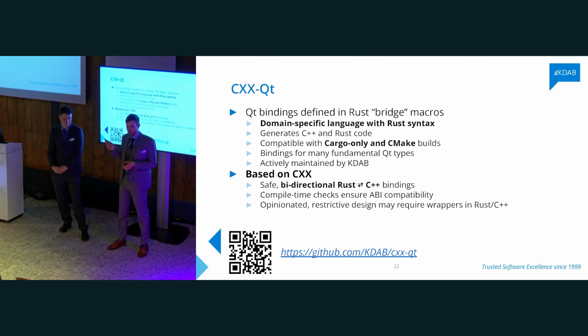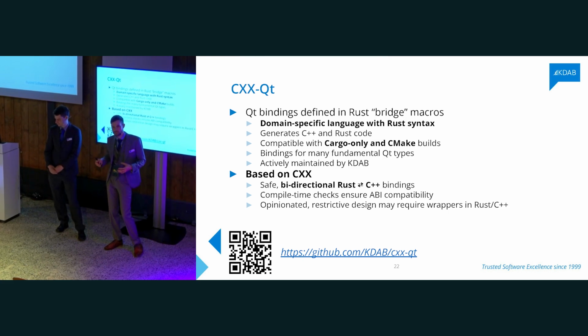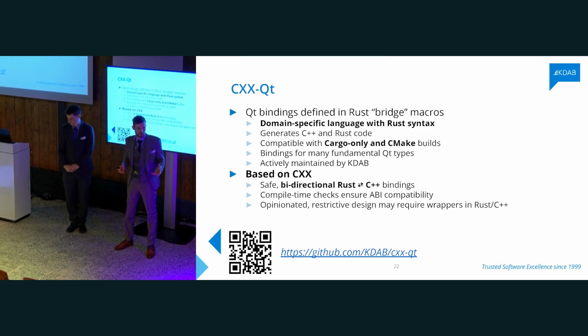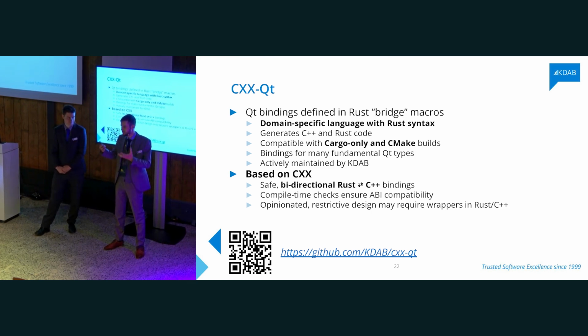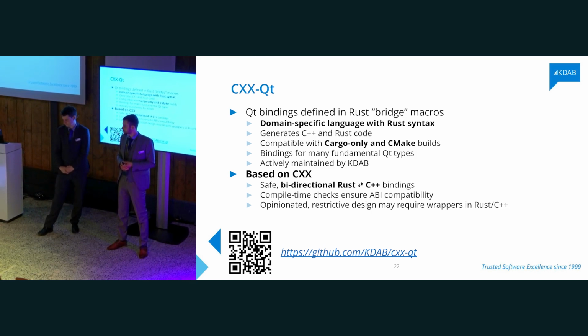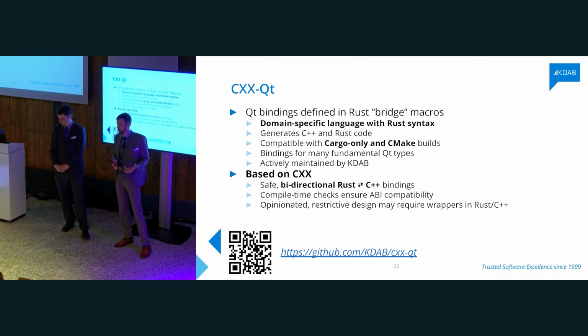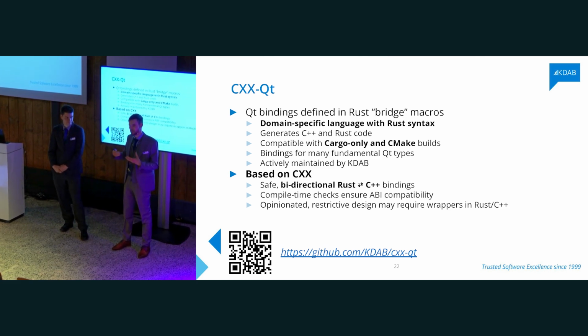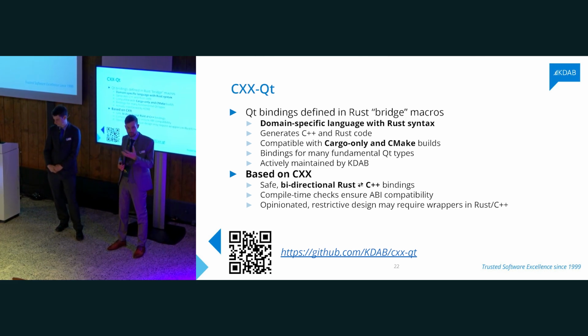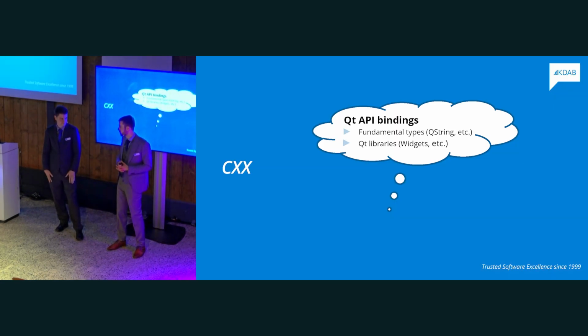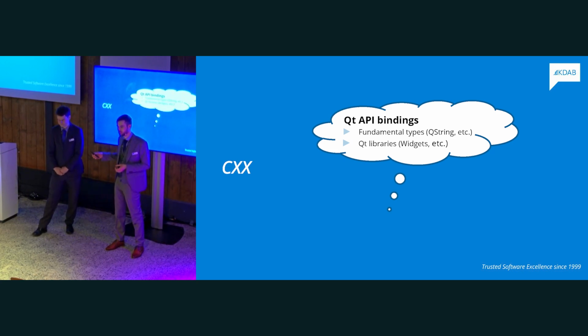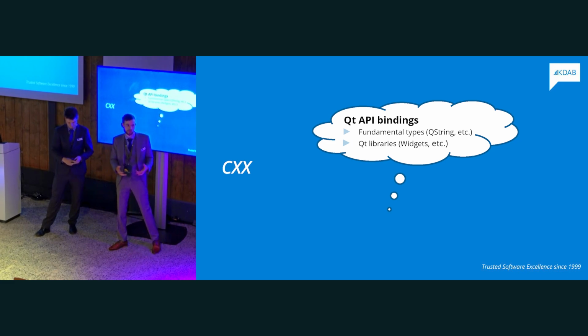And also, CXX itself uses a domain-specific language that is also using Rust syntax, more or less. It basically gives you external C++ in Rust syntax. And it also is nicely compatible with Cargo and with CMake. And so we thought this would be a good thing to build upon, which is how we implemented CXX-Qt, which is more or less mock, but on top of CXX. And Andrew will give you first a bit of a whirlwind tour of how CXX works, so you know how we dealt with the API bindings, and then we'll also talk about how we built mock on top of this.